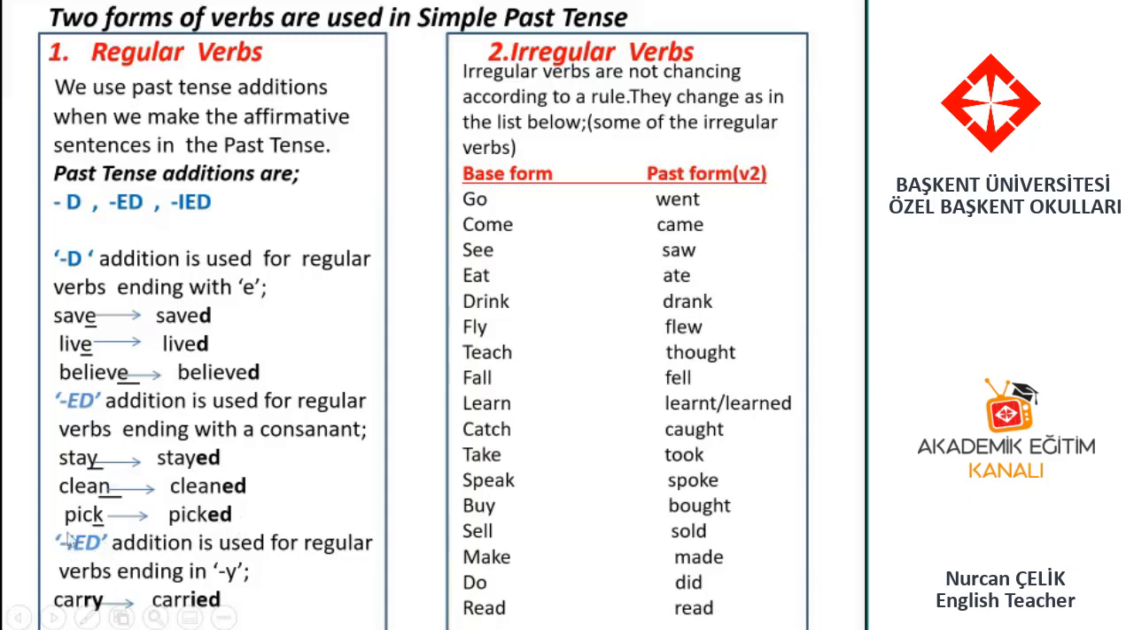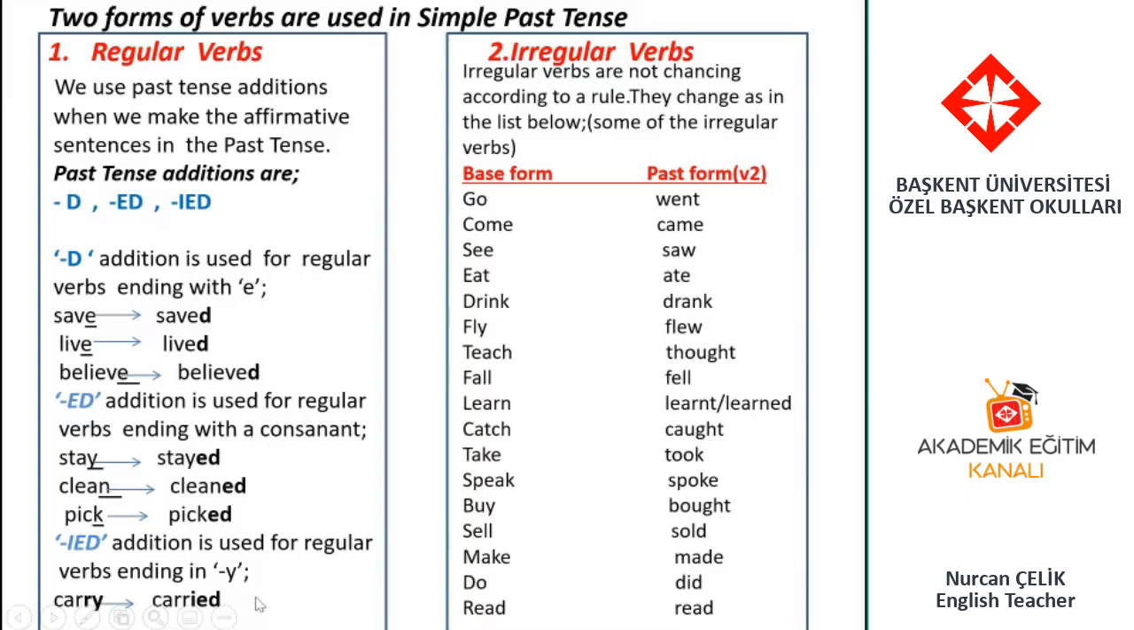And ied is the third addition, we can say, and it's used for the rule y. How? If any verb in English finishes with two consonants, and the last one is y, like carry, we omit y, it changes into i, and add ed. And it changes as ied. Carried.